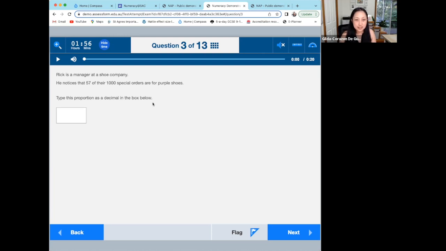So it says there we want 57 out of 1,000. When you have 57 out of 1,000, that is read as a fraction as 57 thousandths, which is perfect because that is actually how you read the decimal 0.057, or 57 thousandths, which is read properly in decimal, and we put that in.